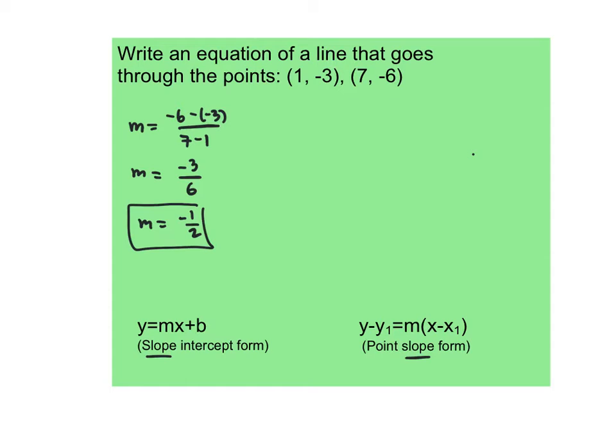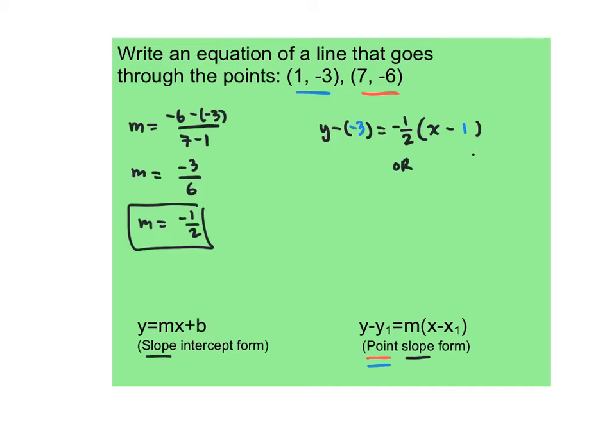But now I need a point. I need either a point or a y-intercept. As I look at my points, neither of these two are y-intercepts. Therefore, I have to use point slope form using either the red or the blue. Thus, I'm going to go with the blue in this case and take y minus a negative 3 is equal to the slope times x minus a positive 1. That would be one possible answer.